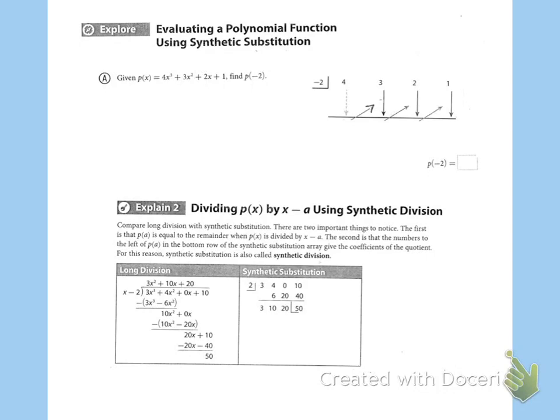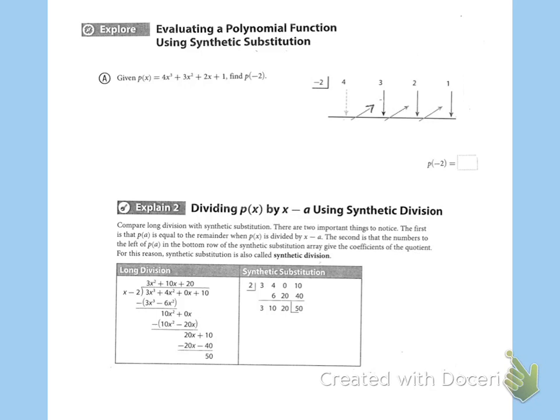In today's lesson, we're going to take a look at another way of dividing polynomials. Remember, in the last part of the lesson, we looked at long division of polynomials. And in today's lesson, we're going to look at what's called synthetic division of polynomials.